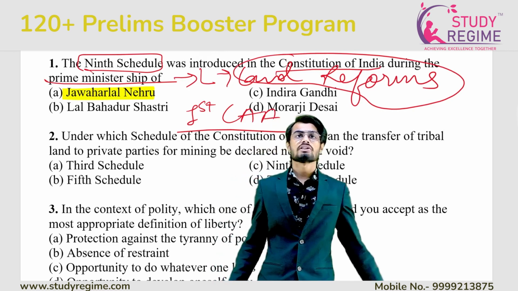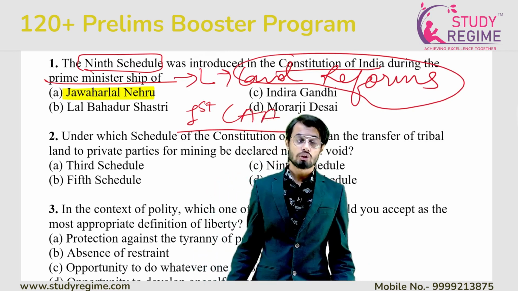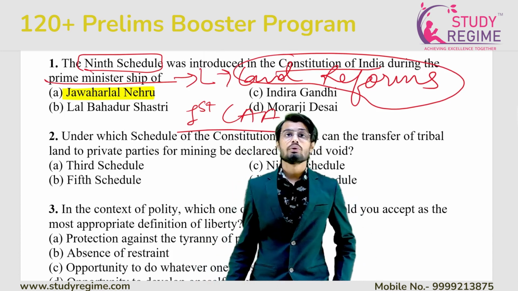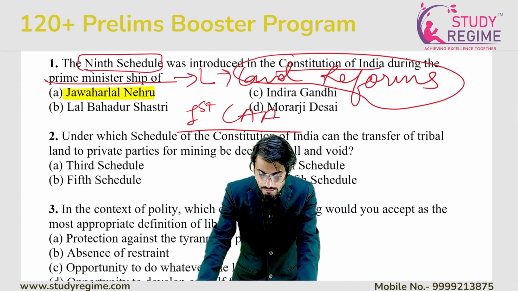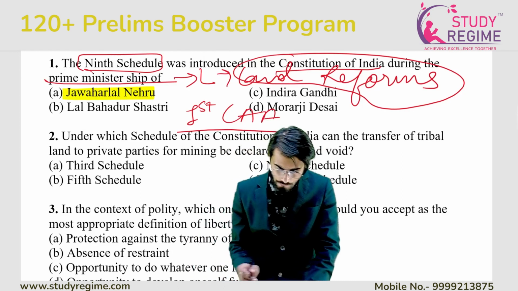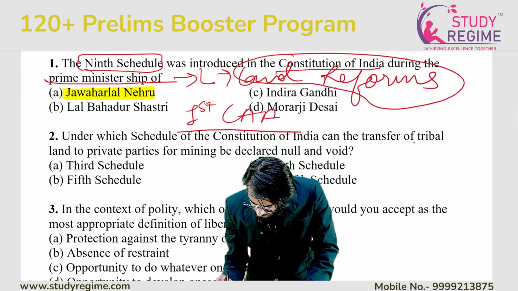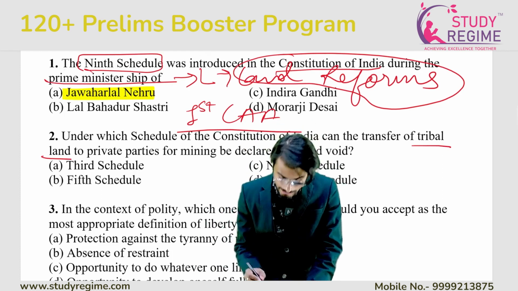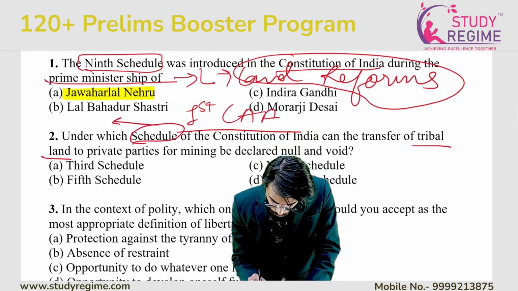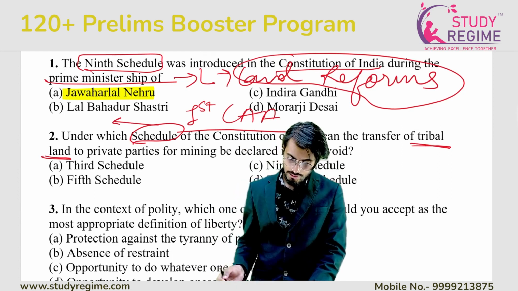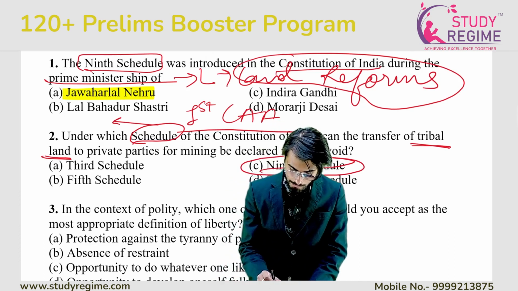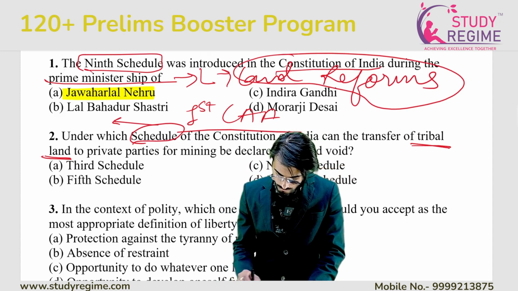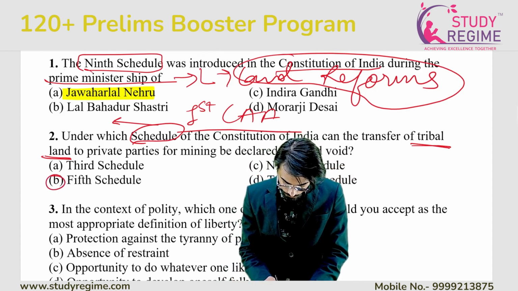Now here comes the second question. Under which schedule of the Constitution can the transfer of tribal land to private parties for mining be declared null and void? A very, very easy question, because the question itself talks about tribal land. Scheduled. So which schedule talks about the tribals? We have already discussed, it was the fifth schedule. Sorry, I was taking the ninth. It was discussed in the fifth. So the correct answer is the fifth schedule.